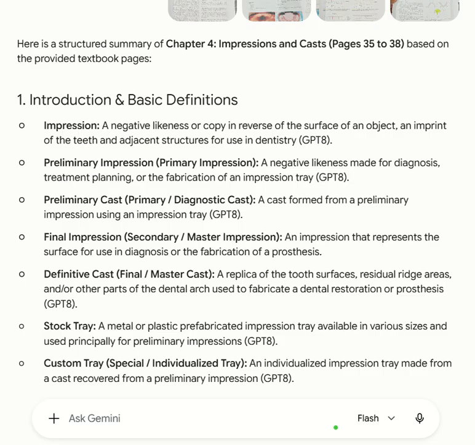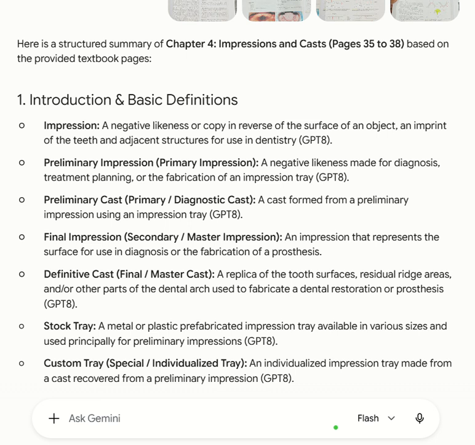Final impression, secondary, master impression: an impression that represents the surface for use in diagnosis or the fabrication of a prosthesis. Definitive cast, final, master cast: a replica of the tooth surfaces, residual ridge areas, and/or other parts of the dental arch used to fabricate a dental restoration or prosthesis, GPT-8.